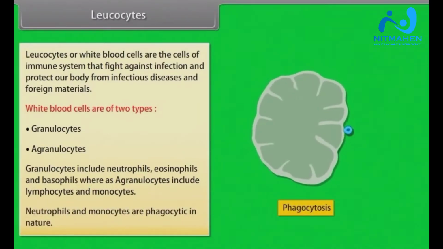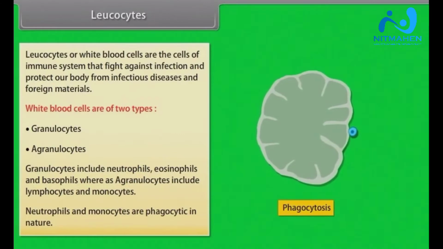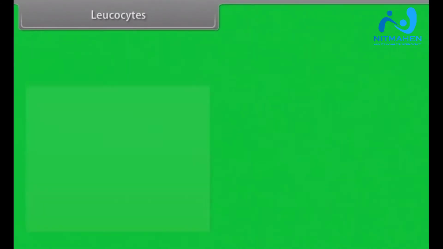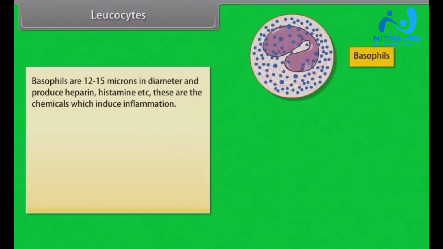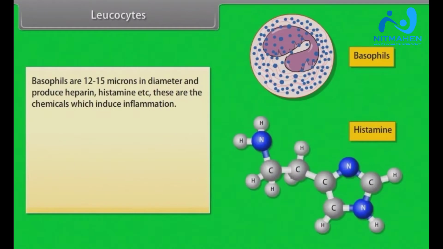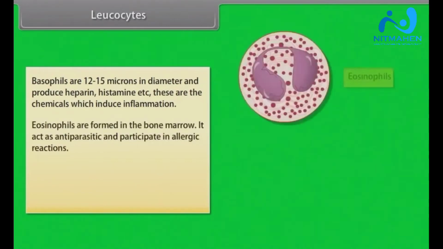Neutrophils and monocytes are phagocytic in nature. Basophils are 12 to 15 microns in diameter and produce heparin, histamine, etc. These are the chemicals which induce inflammation. Eosinophils are formed in the bone marrow. They act as anti-parasitic and participate in allergic reactions.